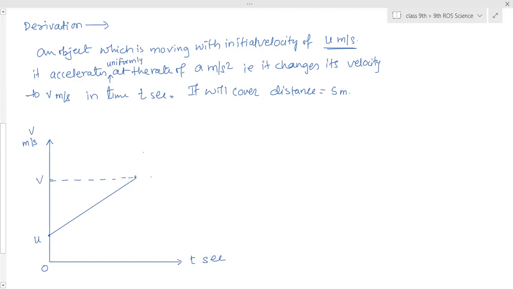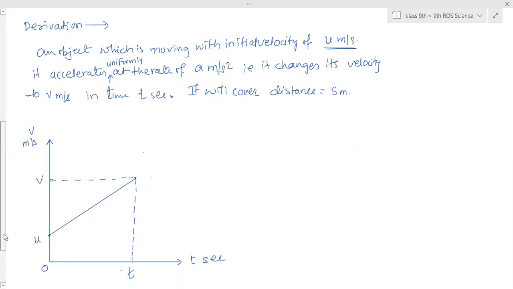Reaches to v meter per second in a time interval of t seconds. That t can be anything. In t seconds, the speed changes to v meter per second, right? Now this is the graph. Using this graph, we have to derive three equations of motion. This is a velocity time graph.